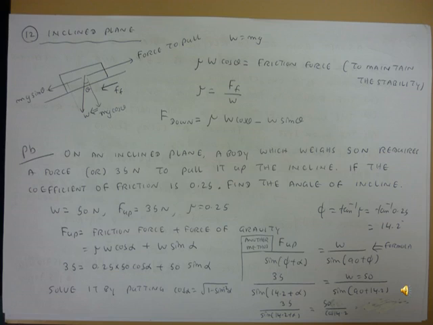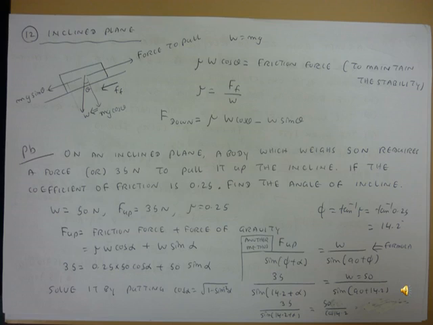The problem given is: on an inclined plane, a body which weighs 50 Newton requires a force of 35 Newton to pull it up. The coefficient of friction is 0.25. Find the angle of the incline. So the weight is lying on the incline, and we have to calculate the angle theta. W is equal to 50 Newton, the force is 35 Newton, and mu is 0.25.